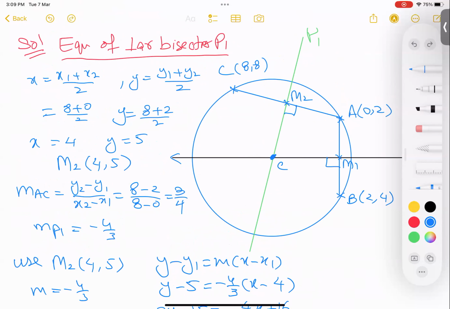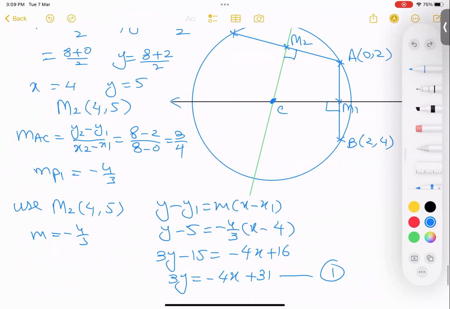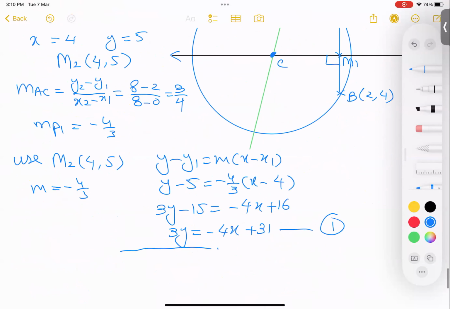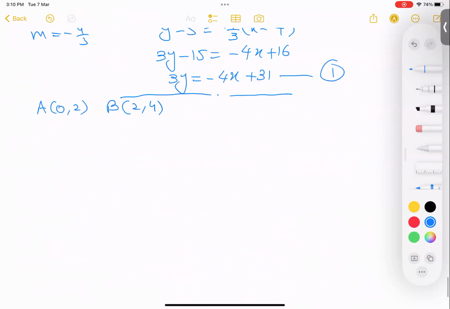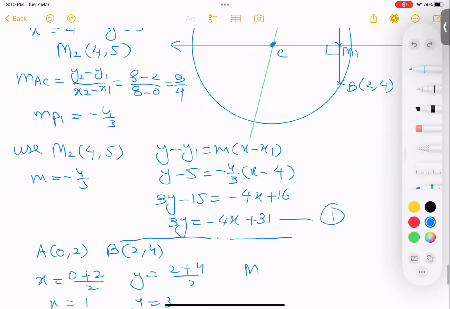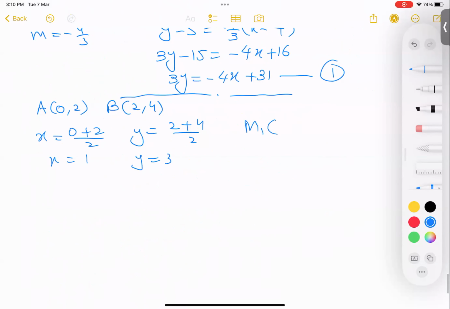Now I'm going for the black color line. I'll use the same story with AB. Now the midpoint. I'm saving my time now because I'm using A (0, 2) and B (2, 4). Using x1 plus x2 divided by 2 and y1 plus y2 divided by 2, I got x is 1 and y becomes 3. The midpoint M1 becomes (1, 3).